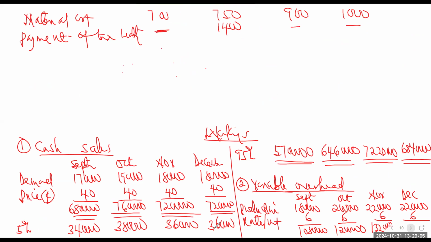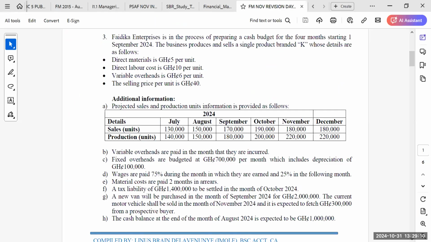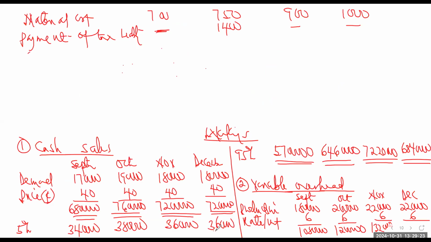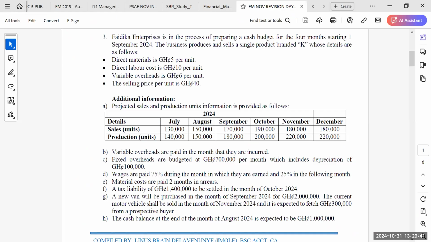Okay, so let's go again. New van will be purchased in the month of September for 2 million. So we are buying this in September, which will be acquisition of van, isn't it? Yes. So we have acquisition of van. September, how much are we paying? 2,000. Okay. But what will happen later? You're also selling an old one, disposal of 300,000.